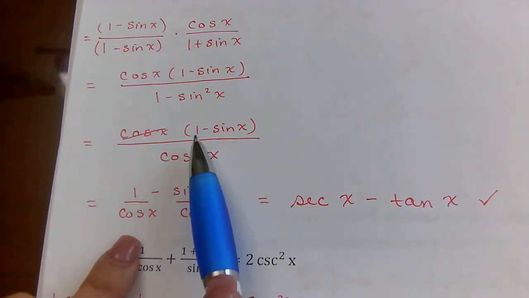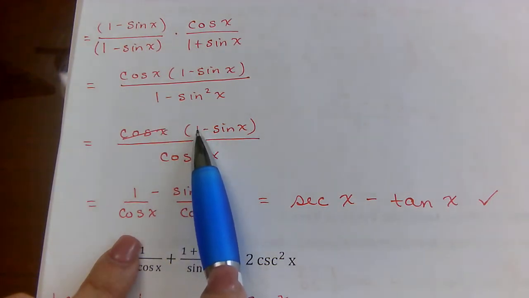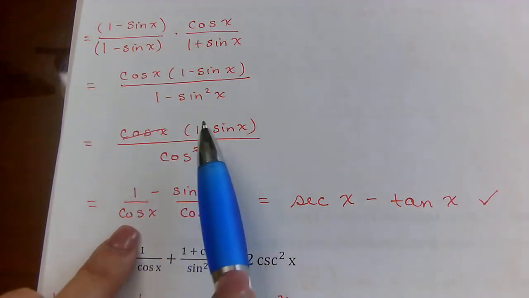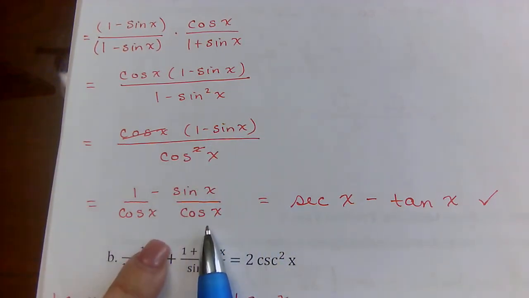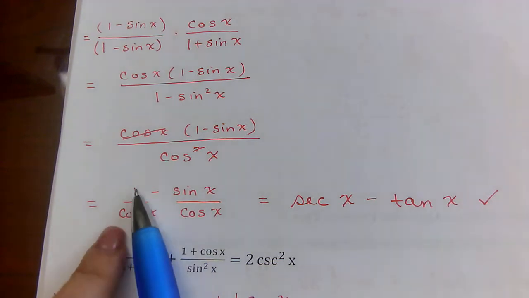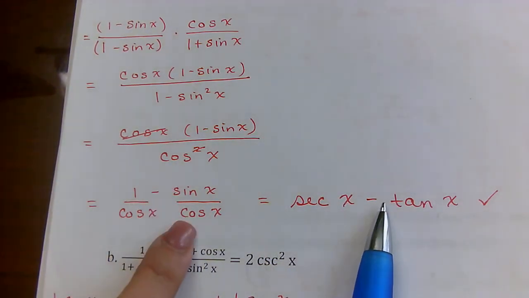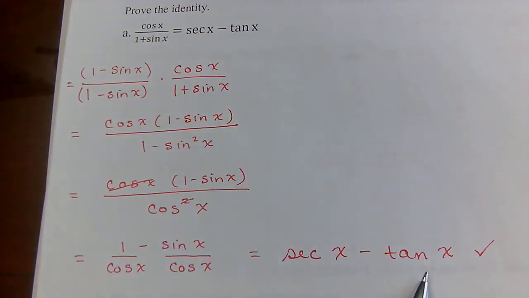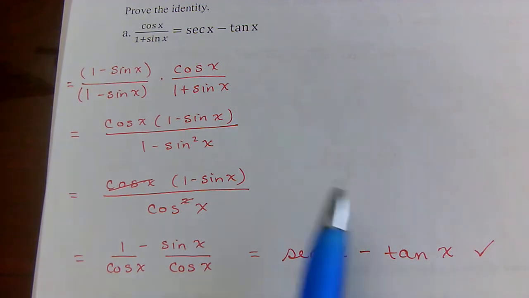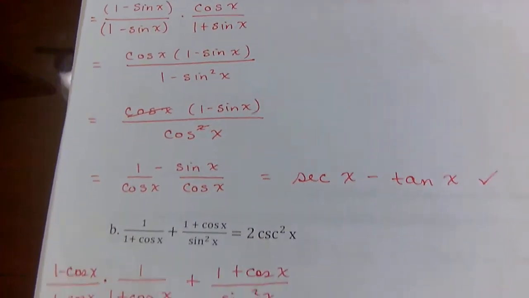Now what I did was I broke up the numerator into 2 parts. I put it with the 1, so it's 1 over cosine, minus, and then I did sine over cosine. Then I went ahead and converted. 1 over cosine is the same thing as secant, minus sine over cosine, same thing as tangent, and it matches what the other side of the equation equals. There are other ways to do these types of problems, so please keep that in mind. It doesn't have to be exactly my way.